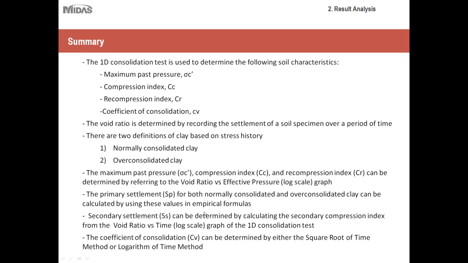And then the coefficient of consolidation can be determined by either the square root of time method or the logarithm of time method. So once again, these are just two different ways to get the same coefficient. It's just different ways of reading different graphs. So really, it depends on which one you prefer, and also keep in mind that you still need a table to refer to for your T sub V values.